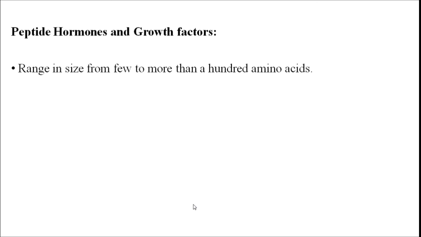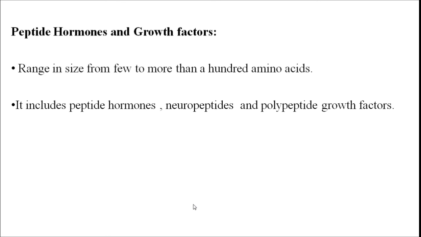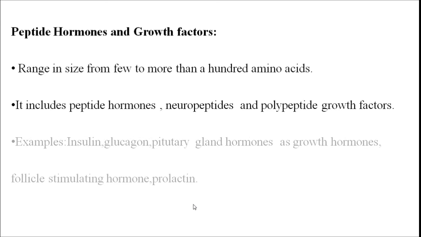Now the next signaling molecules are the peptide hormones and the growth factors. Their size ranges from a few to more than 100 amino acid residues. They mainly include peptide hormones, neuropeptides and polypeptide growth factors. The best examples of these peptide hormones and growth factors are insulin, glucagon, and pituitary gland hormones like growth hormone, follicle stimulating hormone or prolactin.